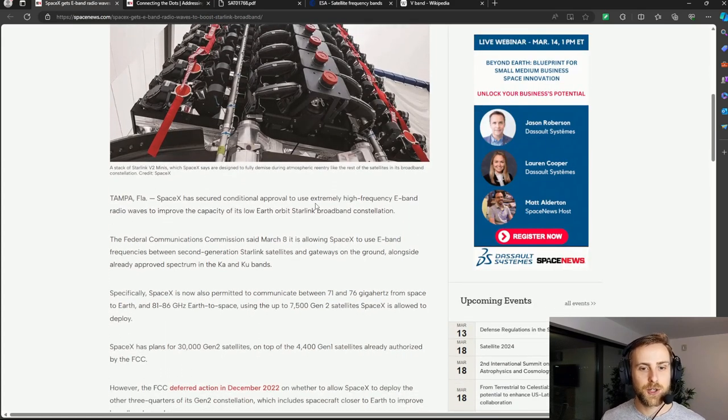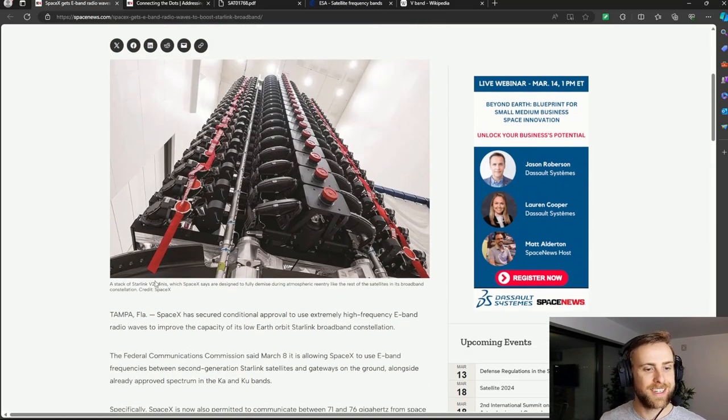SpaceX has secured conditional approval to use extremely high frequency E-band radio waves to improve the capacity of its low Earth orbit Starlink broadband constellation. So in this photo, we see a stack of Starlink V2 minis, which SpaceX says are designed to fully demise during atmospheric reentry. This is one of the rules that has been set up for any sort of entity that wants to throw vehicles into space. They must be able to burn up within 4 or 5 years of the end of their mission by themselves. So typically you have a propulsion system that will push your rocket at the end of its life down closer to the Earth so that it may burn up during reentry.